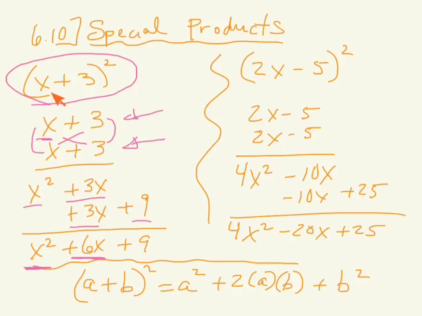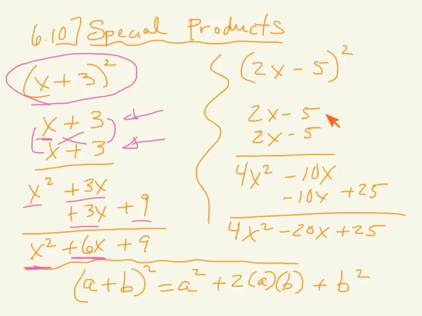You can recognize it and go, okay, this is x plus 3 times itself. I know that you're going to get the first term squared, that's the x squared. I know that the middle term of the trinomial is going to be this x times this 3, that'd be 3x, doubled, so it's going to be 6x. I know that the last term of the trinomial is going to be this last term times itself, 9.